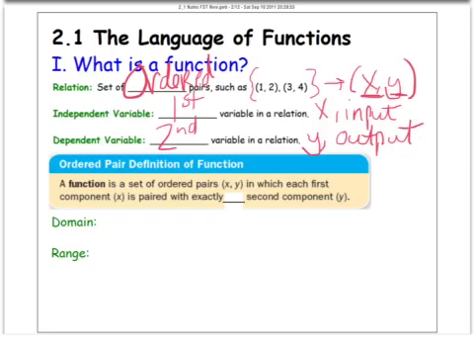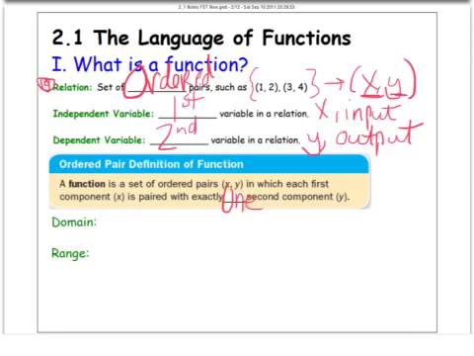Now the definition of a function is you're going to actually look at a relation to see if it is a function or not. It may be a function and it may not. A function is a set of ordered pairs x and y in which each first component is paired exactly with one second component.